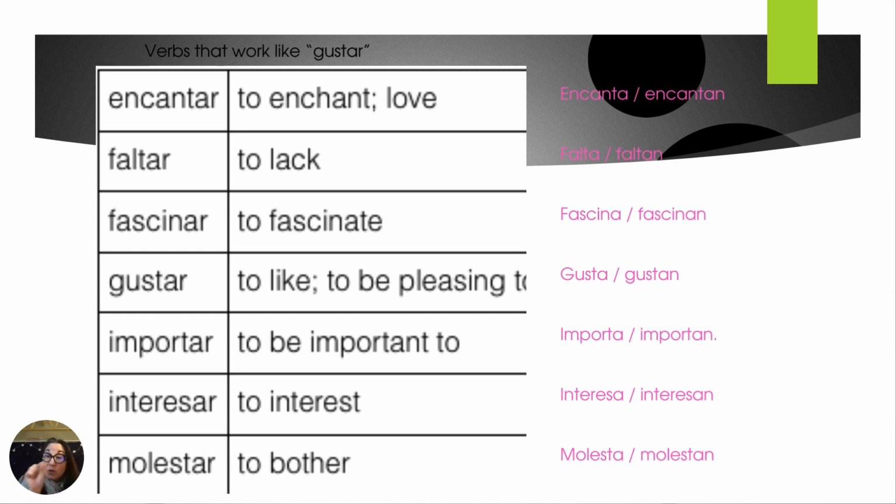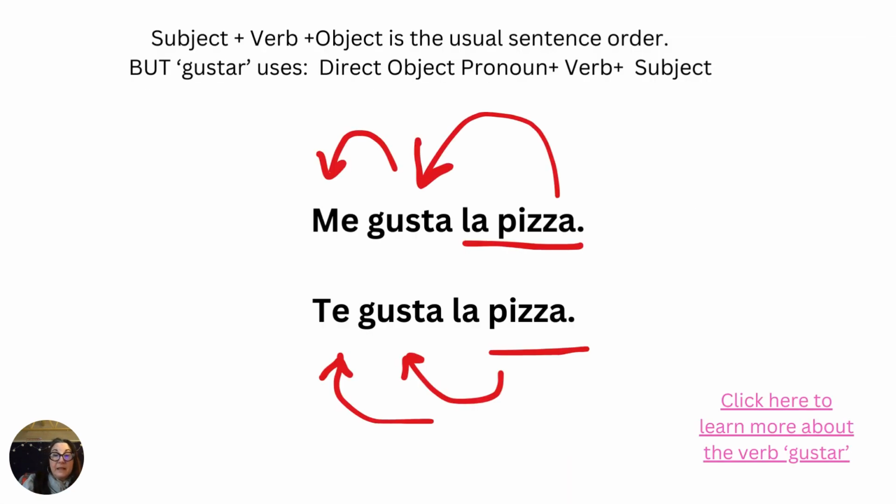Now, if you look on the right-hand side, I'm reminding you that you're only ever going to use the 2 conjugations for these, and we're going to find out why in a minute. So see, we have encanta, encantan. Falta, faltan. Fascina, fascinan. Gusta, gustan, and so on, okay? So special classification. Now, you might be wondering, okay, so what does gustar mean?